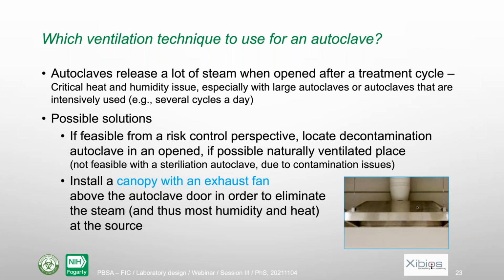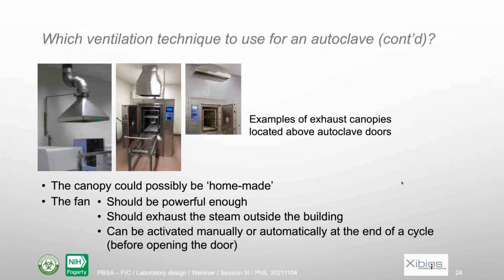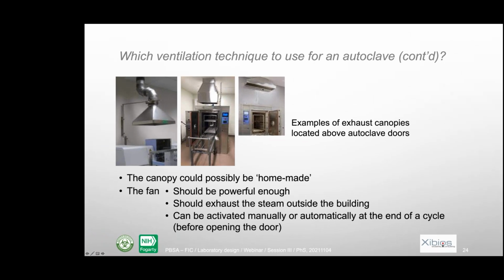If it cannot be done, in that case, the best practice, and that's easy to do, is to install a canopy with an exhaust fan above the door of the autoclave. A canopy is a kind of hood, like on the picture there, with a duct that takes the air toward the outside. In that case, you would eliminate the steam and thus most humidity and heat immediately from the start, close to the source. Here are a few pictures of different types of autoclaves, each of them with a canopy above it.